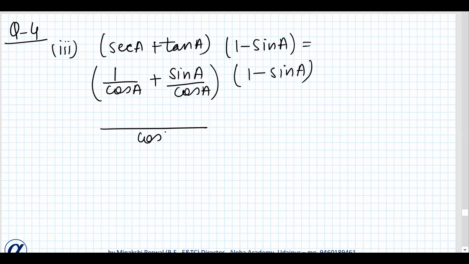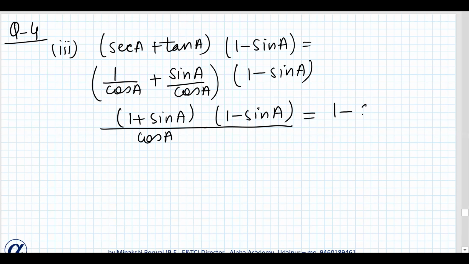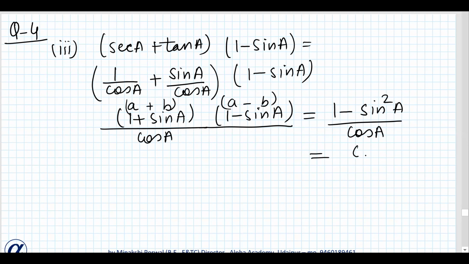Cos a is LCM, it is 1 plus sin a, 1 minus sin a. Okay, 1 plus sin a into 1 minus sin a is 1 minus sin square a. Why is this? This is a, this is b, a plus b, a minus b, so identity a square minus b square, upon cos a. 1 minus sin square a is cos square a upon cos a. So one cos a cancels, and this is equal to cos a. So option D is the correct answer.